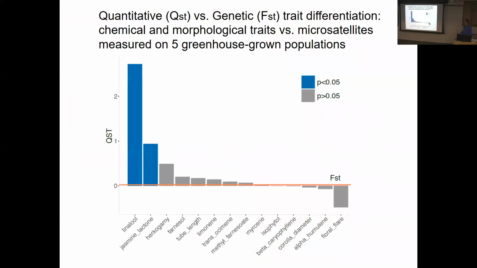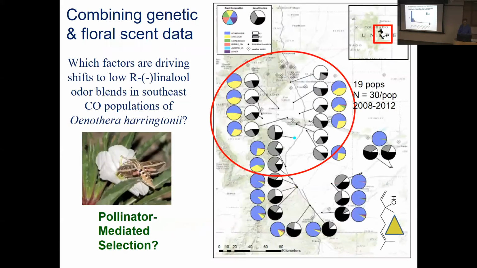And this is just another way of doing that. This is QST versus FST, looking at quantitative variation in a greenhouse-grown heritability type study, comparing it against FST, and of all the scent traits and floral morphology, only linalool and the jasmine lactone come out looking significantly higher than what you would expect by neutral models. Okay, so it looks like it might be adaptive. The variation in linalool might be adaptive.